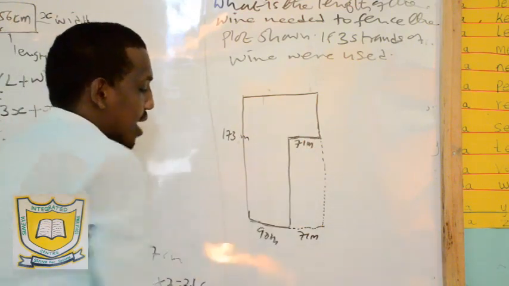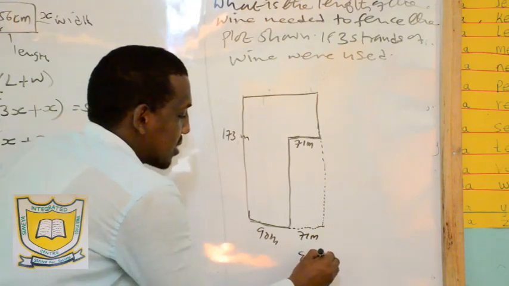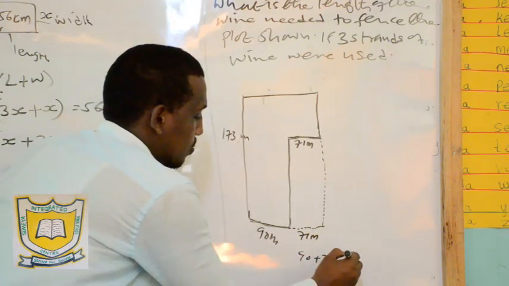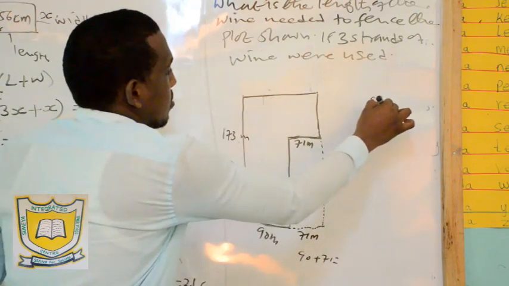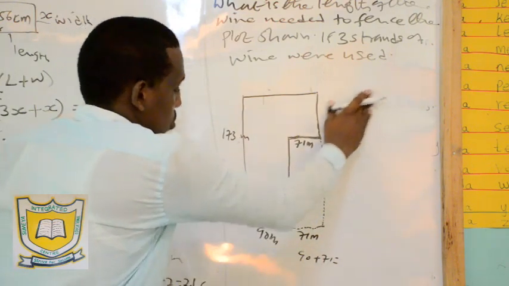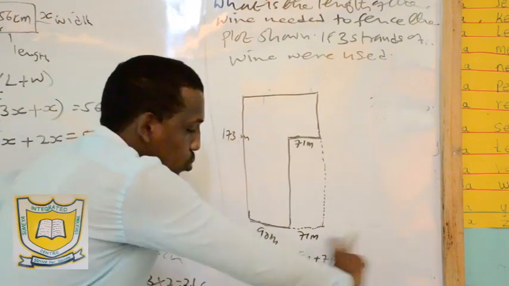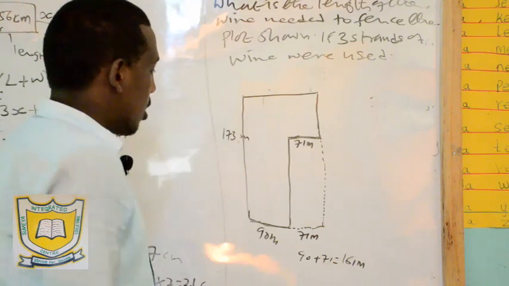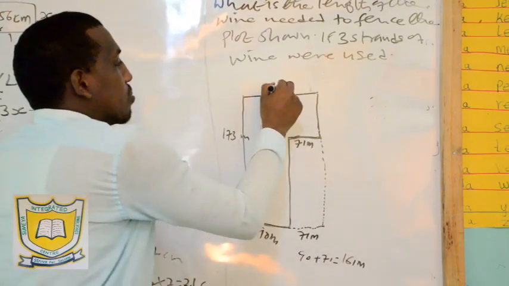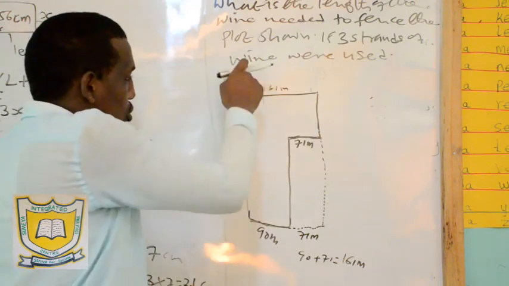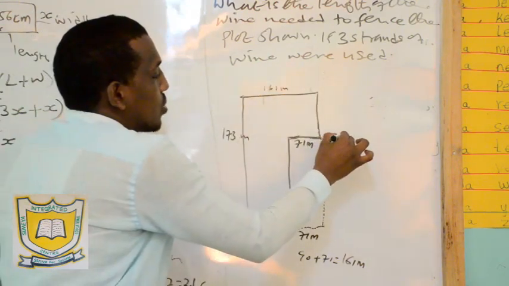So the whole of this line, what do we do now? The whole of this line will be 90 plus 71, which is equal to 161. So it will be 161 meters. So if here is 161 meters, here will also be 161 meters automatically. If the whole of this line is 173, the whole of this line will also be 173.